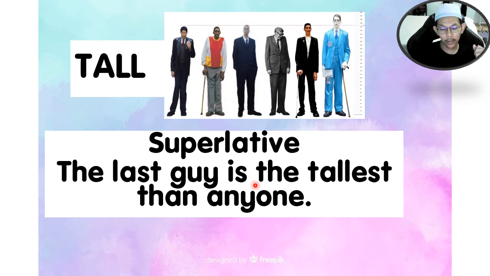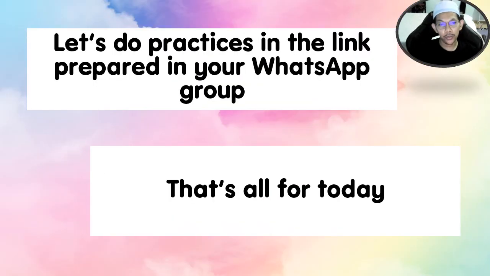Understand? Got it? Okay, that's all for today, and let's do the practice in the link prepared in your WhatsApp group. After this you can play this video again and again to get a better understanding of what we did today. For your textbook, you can go to page 102 and read about Go Puppy Go Go. There is a story about adjectives there.